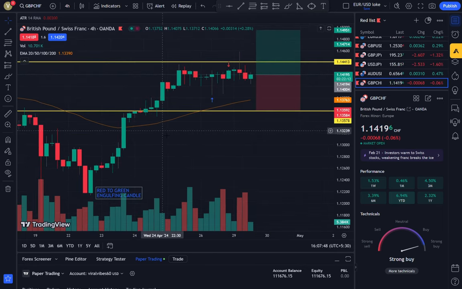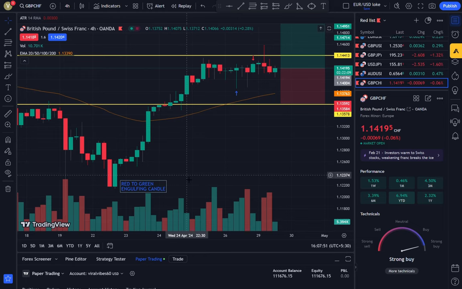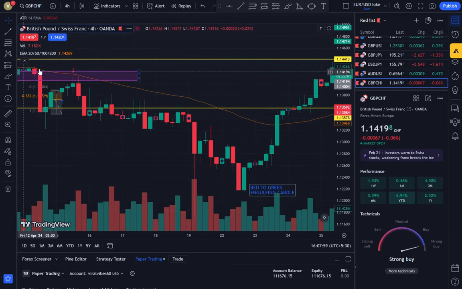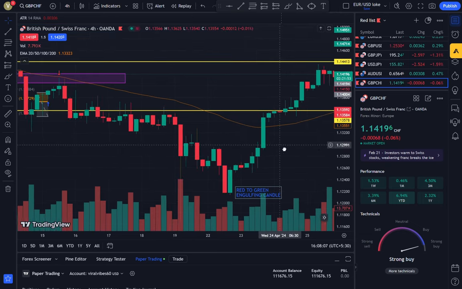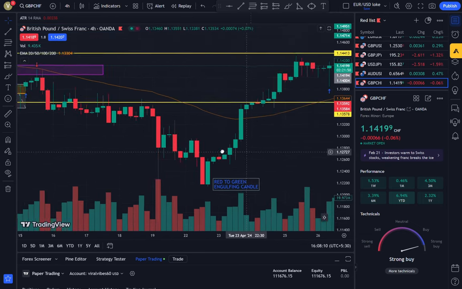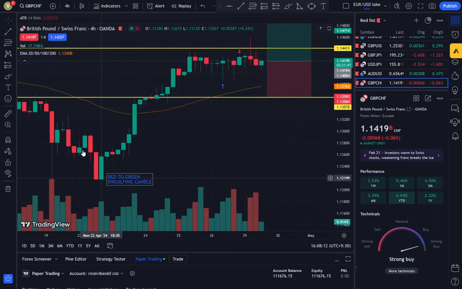As you can see, I'm showing you on live what most of the people show you while replaying the charts. I'm showing you here on the live chart. As you can see here, the chart was below the 50 EMA. EMA means exponential moving average, as it collects the data of 50 previous candles and shows you the ongoing average. As you can see, it was going down, down, down and down. And here is a red to green engulfing candle.